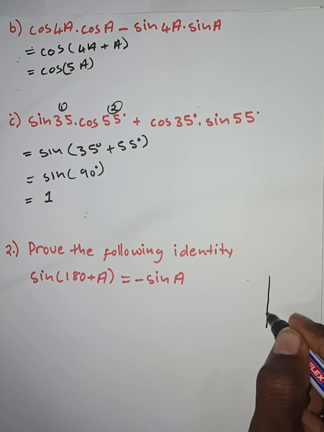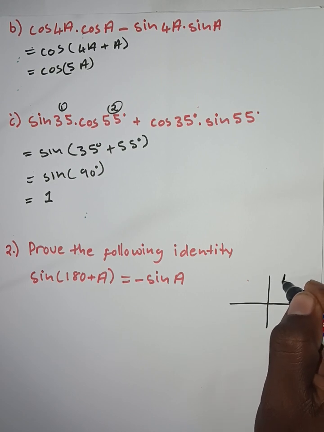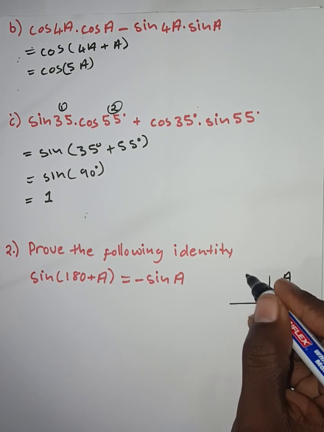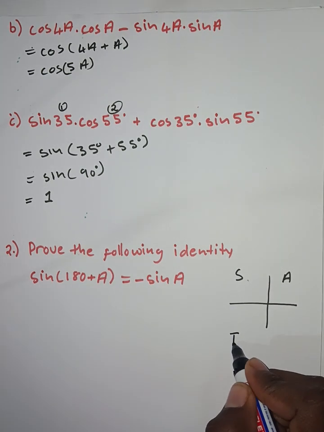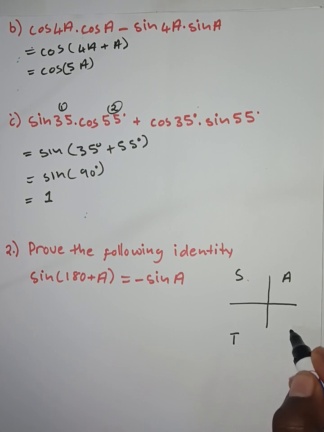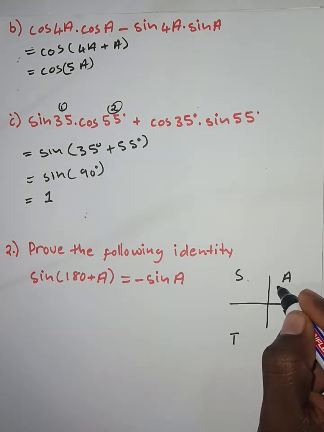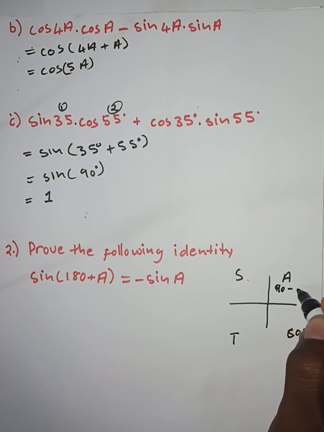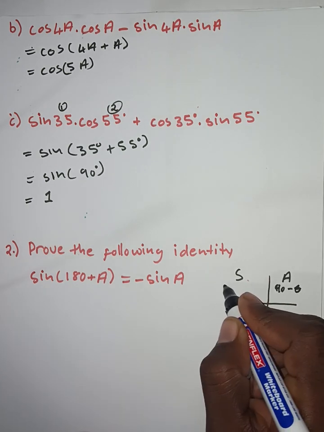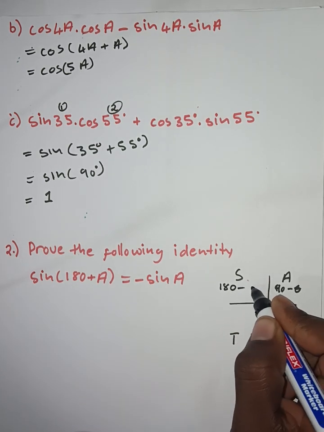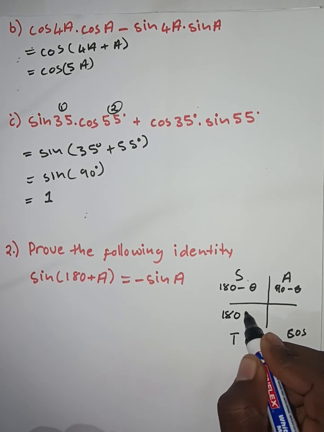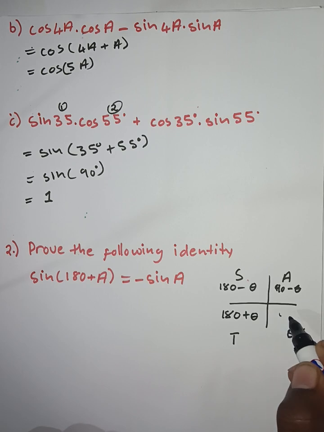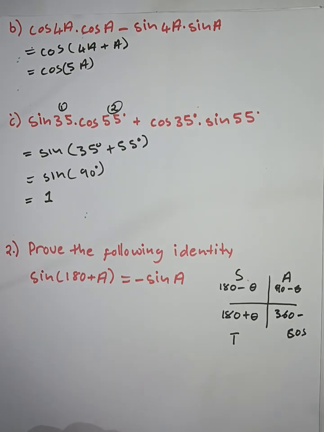Remember, on our CAST diagram, in the first quadrant all of them are positive, and on the second only sine is positive, and then on the third it's only tan. On the fourth it's only cos that's positive. So on the first it's 90 minus theta, on this one it is 180 minus theta. In this case it would be 180 plus theta, and on the fourth one it would be 360 minus theta.